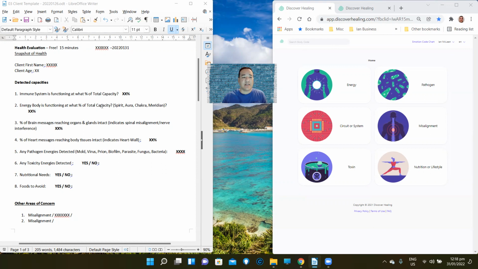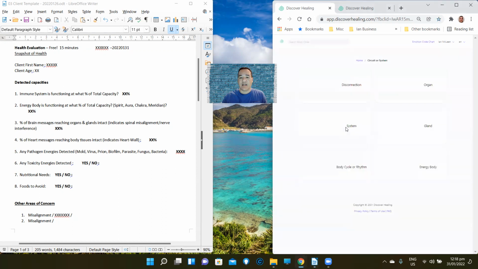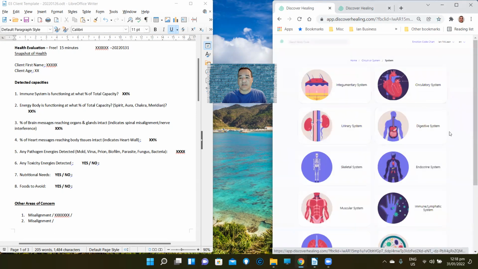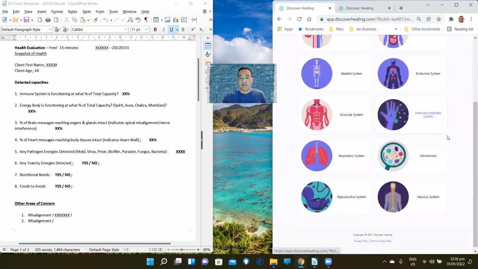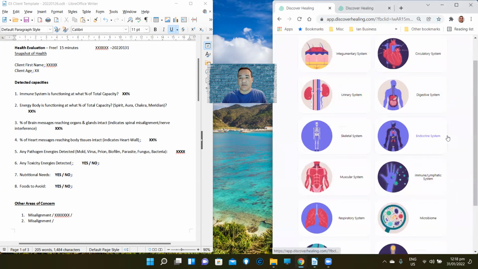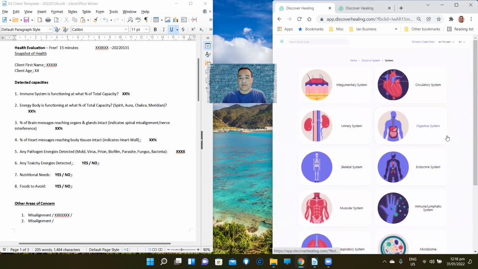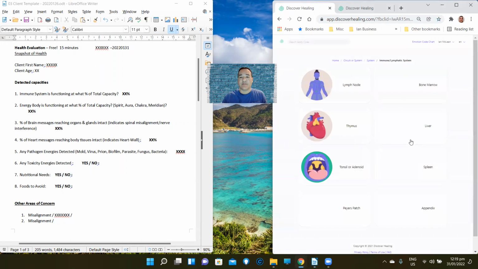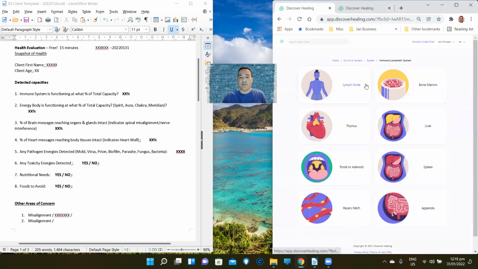With the health evaluation, I'll be muscle testing the things in the list on this left-hand side. I'll start with your immune system. If I go to circuits and systems in the app, systems, here is the immune system, and this is what makes up your immune system.